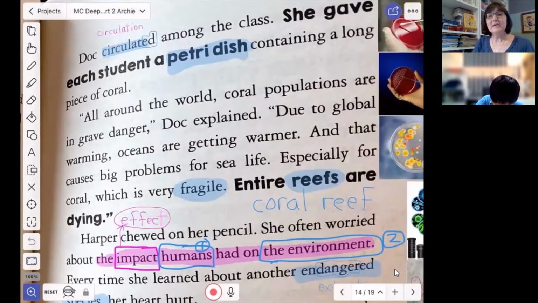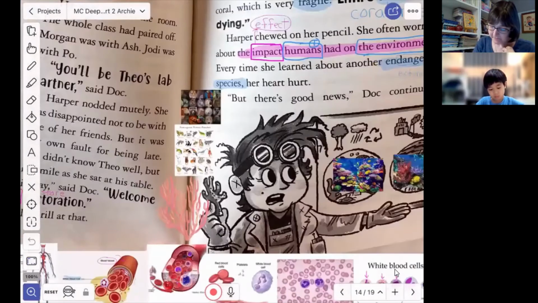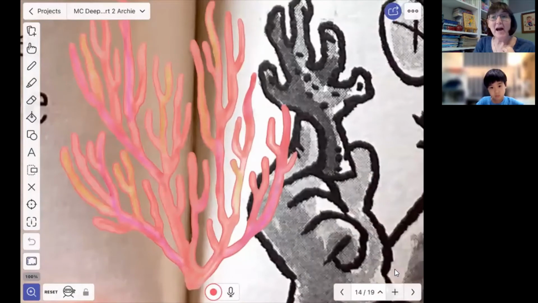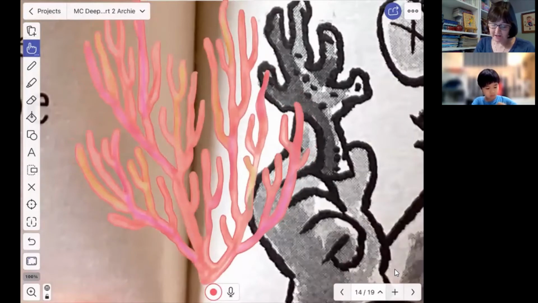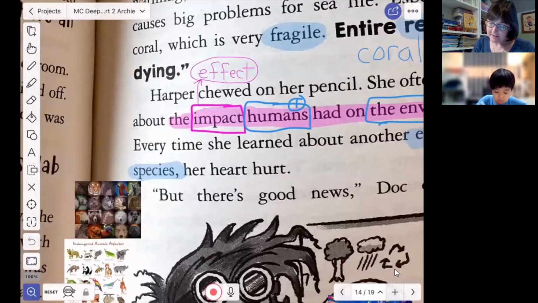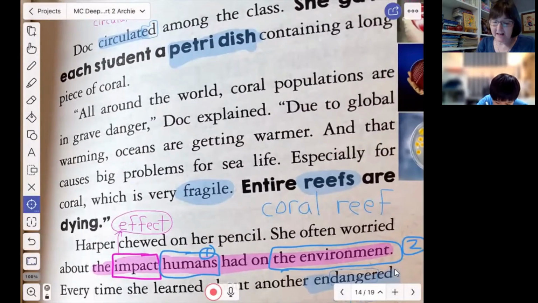So the science teacher is talking to them about why they are going to do research or an experiment with coral. Now we need to remember that coral, well, there's many different kinds, but one kind looks a little like this, and it grows in the ocean. And so the teacher says, all around the world, coral populations are in grave danger.